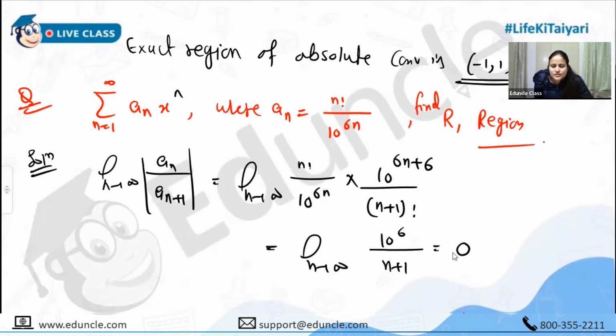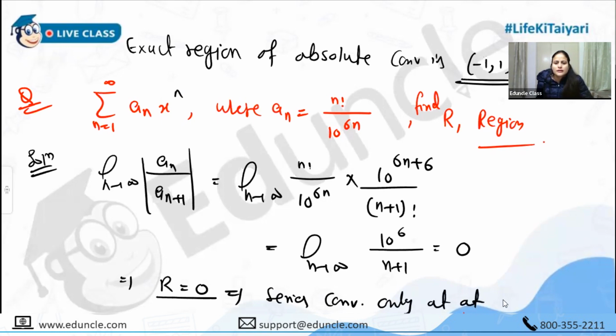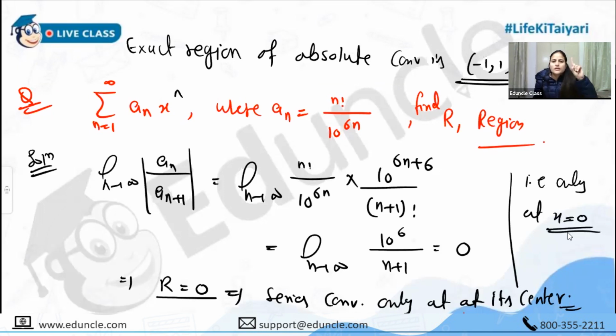Okay. Value of limit is 0. That means the radius is equal to 0. Radius is 0. That means series converges only at its center. केवल अपने सेंटर पर ही कन्वर्ज करेगी. That is only at x is equal to 0. Only at the one point, because center of this series is 0 na. This series will converge only at x equal to 0. Otherwise no. ठीक है.